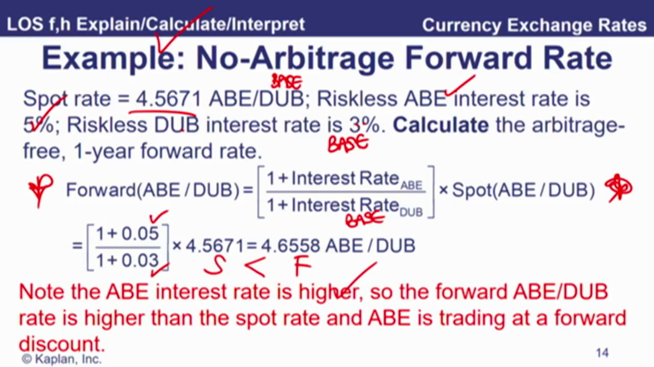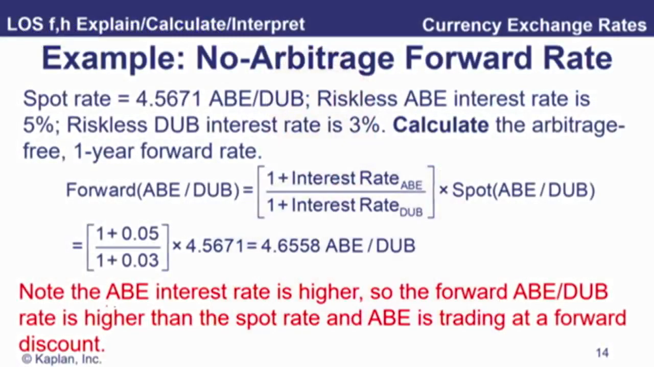Well, what did we decide that meant? Forward is higher than the spot. That means it takes more ABEs to buy a DUB in the forward market than it does in the spot. It takes you 4.65 ABEs to buy a DUB in the forward market. It only takes you 4.56 in the spot. That means ABEs are trading at a forward discount. Or go back to your rules. The forward is higher than the spot. That means the price currency is trading at a forward discount.